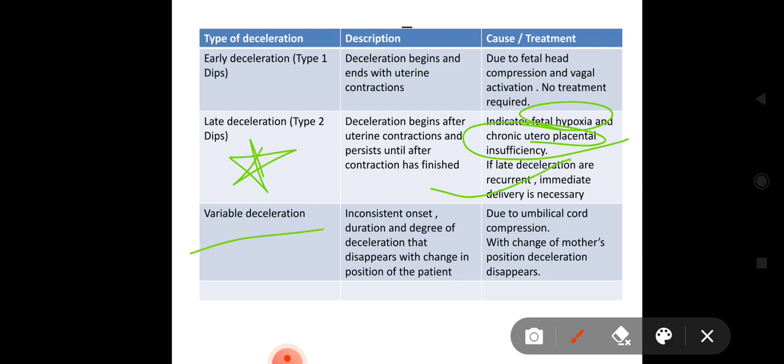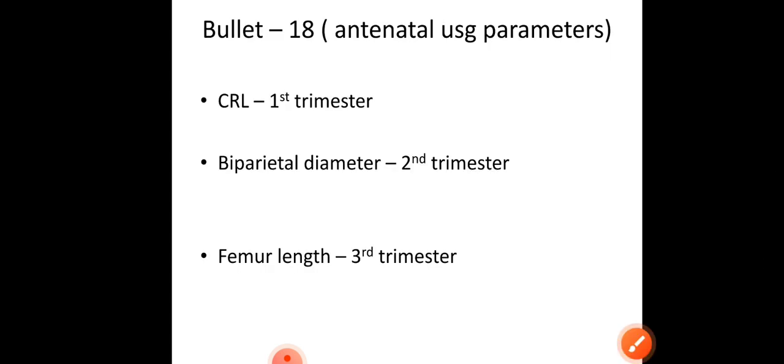Now variable deceleration: inconsistent onset, duration and degree of deceleration that disappears with change in position of the patient. Now what are the causes of variable deceleration? Umbilical cord compression; with change of the mother's position, the deceleration disappears.